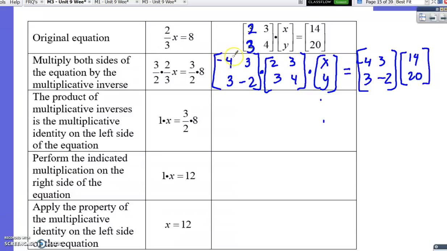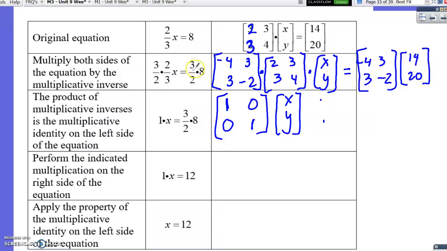Let's just make sure. We're going to get -8 plus 9, which is 1. We're going to get -12 plus 12, which is 0. Then 6 and -6, which is 0. 9 and -8, which is 1. And so we did get the identity, which is great.